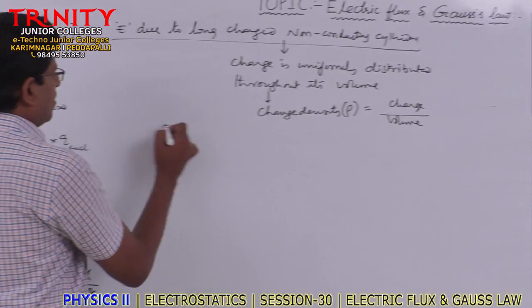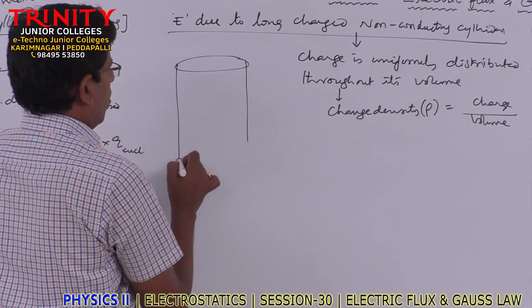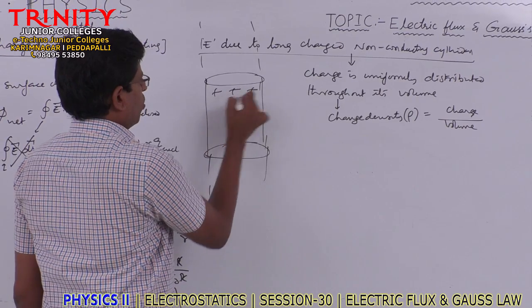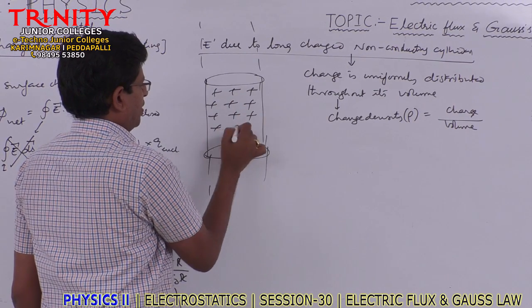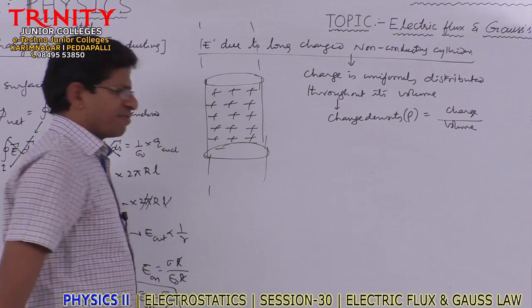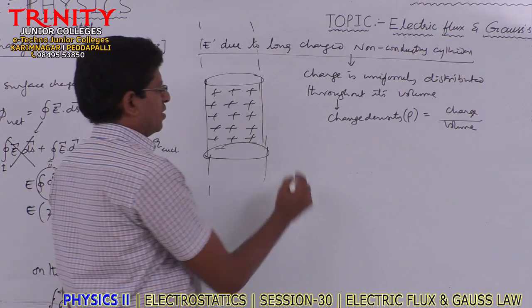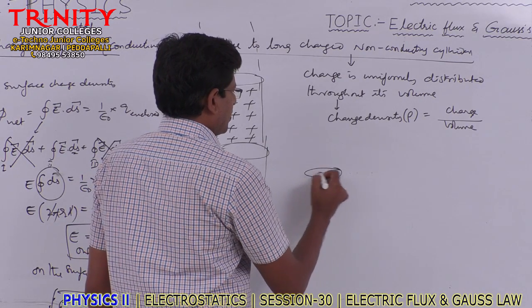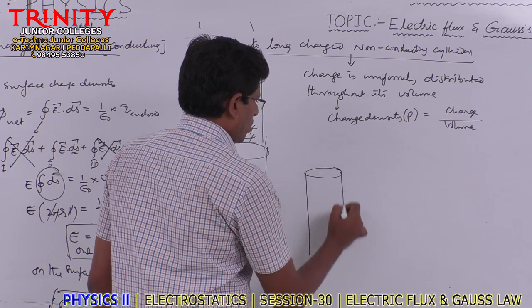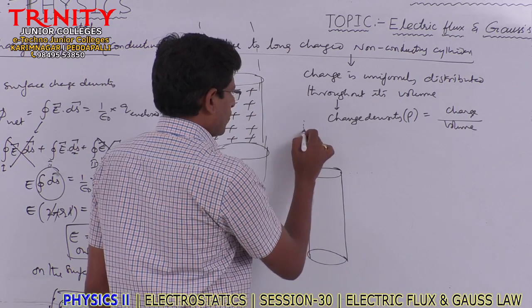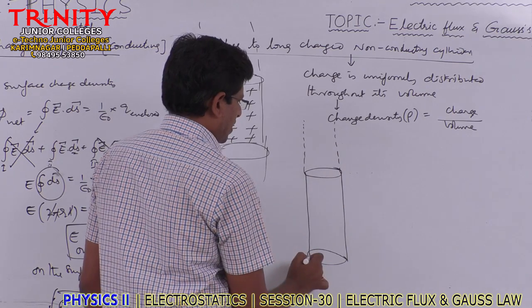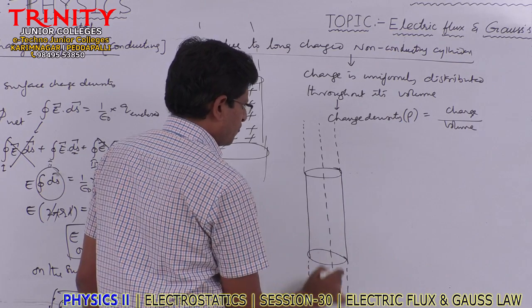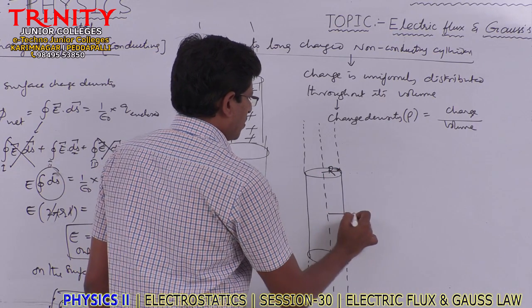Now let us come to the basic diagram. This is the long cylinder. Throughout the body, the charge is spread. Let us suppose the charge is Q. In order to calculate the electric intensity outside, let me redraw the picture. This is the non-conducting cylinder, where charge is completely spread all over its volume, the body, and this is the axis of the cylinder. The radius of this is R. Now the point is here.